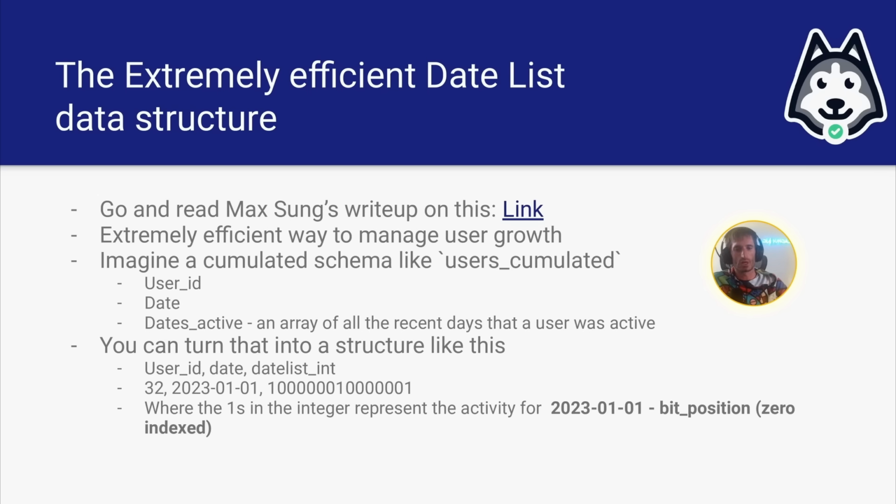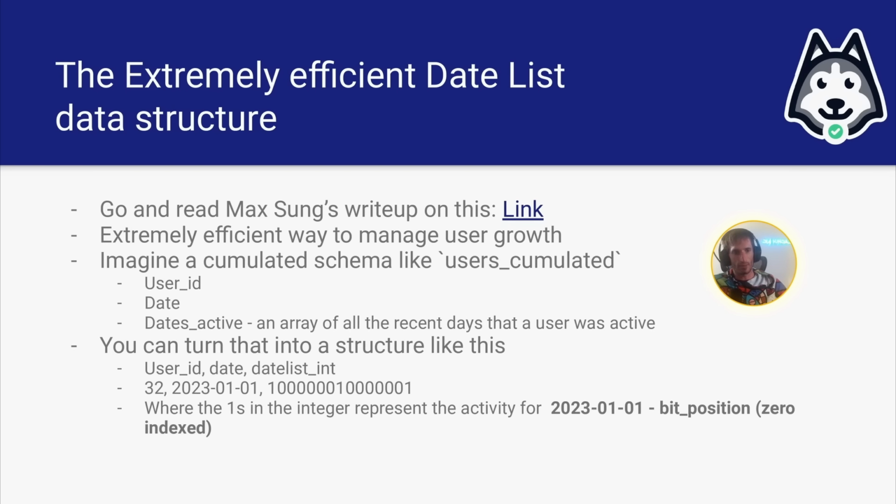See this 1 here? That means they were active on January 1st, right? And then you go back: 1, 2, 3, 4, 5, 6, 7. So here they're 7 days back, which is like December 23rd, 24th, or 25th of the previous year, when they were active, and then you can keep going back. Every bit in here is 1 day back, and you get a history of all the users and what days they were active.